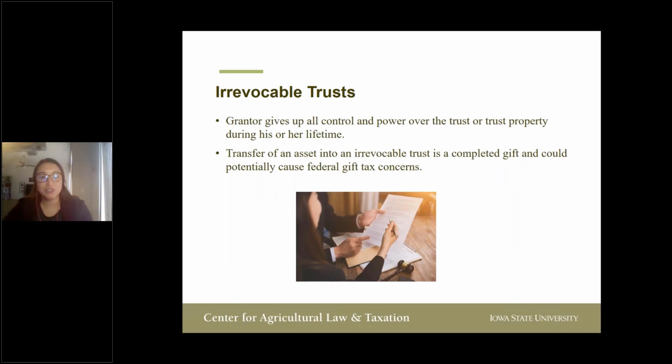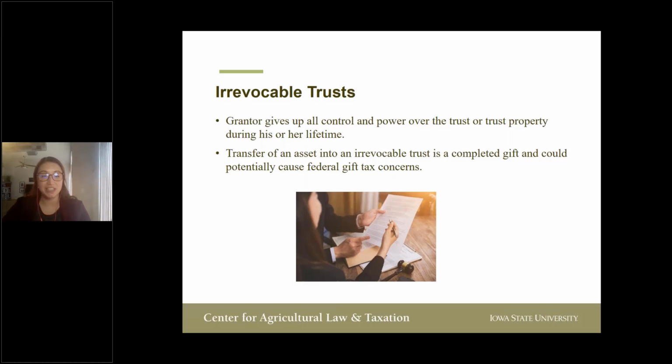Now, an irrevocable trust, well, the main difference between that and a revocable trust is that you are giving up all control and power of an asset when it's placed into an irrevocable trust. So whatever that may be. And there are some reasons to use them, but we have to remember that when you transfer a property or asset into an irrevocable trust, it is then a completed gift. So it cannot be taken out of the trust, and there can be different types of federal gift tax concerns.